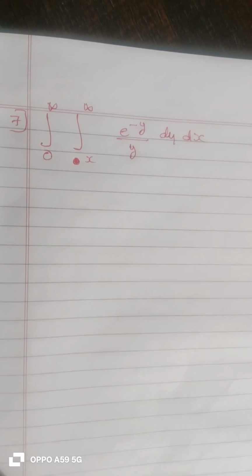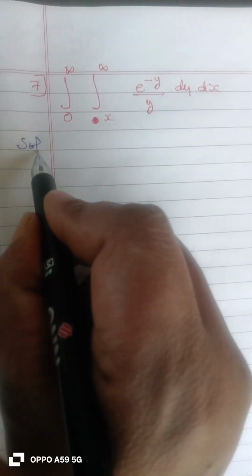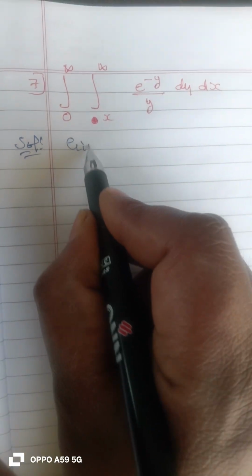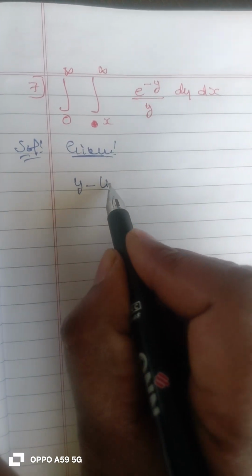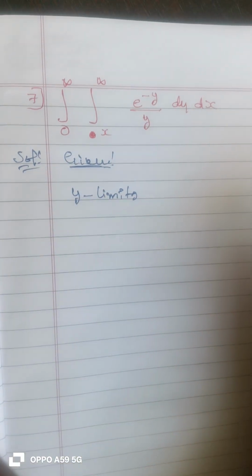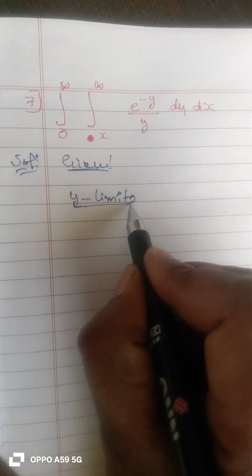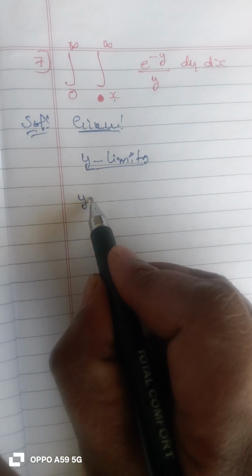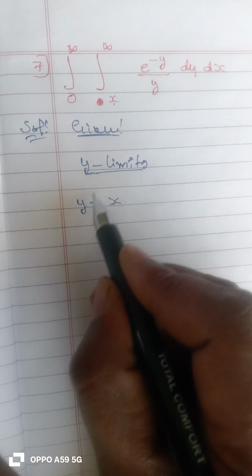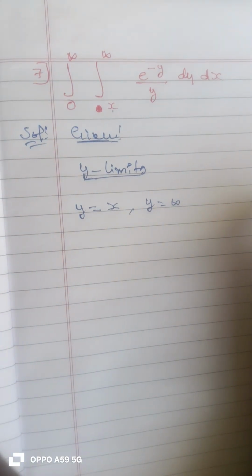Next, seventh problem under change of the order. So given thing, this is the y limits, this is the x limits. From this, if we define this is x, they are giving y limit. Y is varying from lower limit x, upper limit it will be infinity. Next, x is 0, x is infinity.